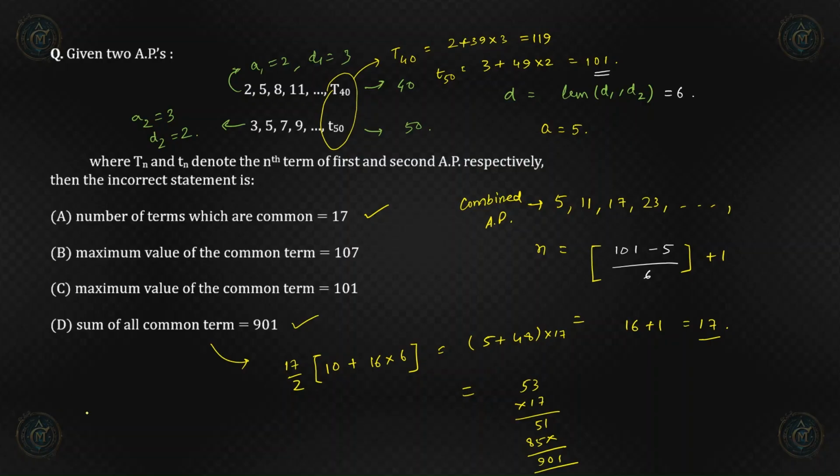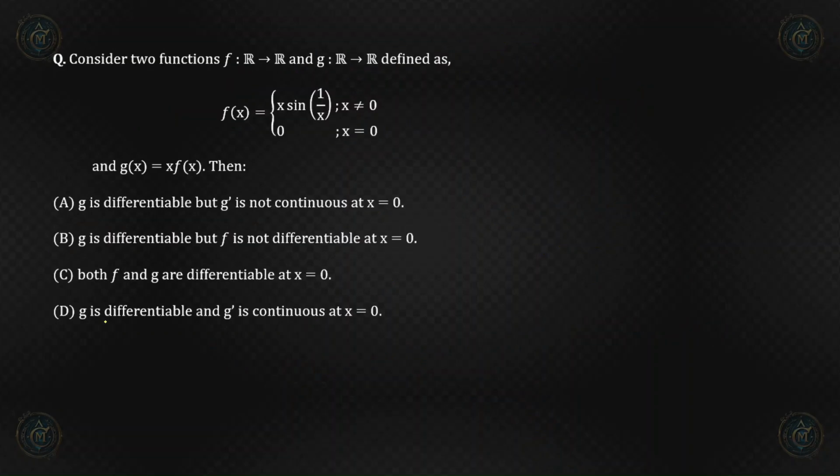Now let us check option B and C. Maximum value of the common term will be what? 107. No, this term is not possible, right? Because the second AP is ending at 101. So we cannot get any term above this number, right? So option C will be our correct option. But this is not going to be our answer because we have to choose the incorrect statement. So option B will be our correct option. Okay. Let us jump to the next problem.